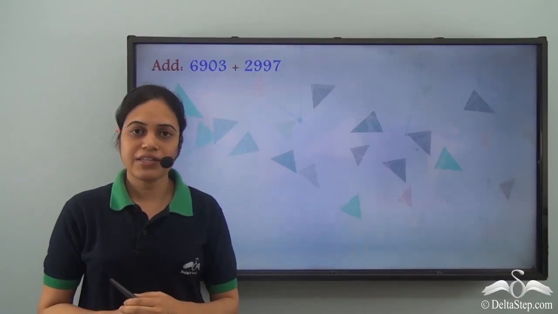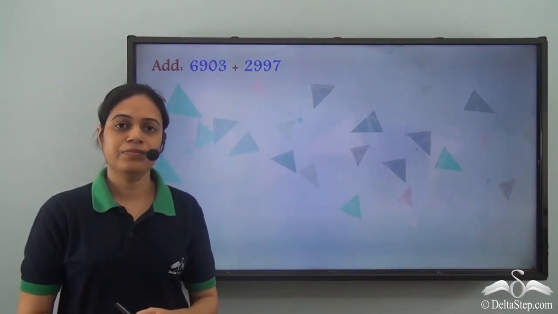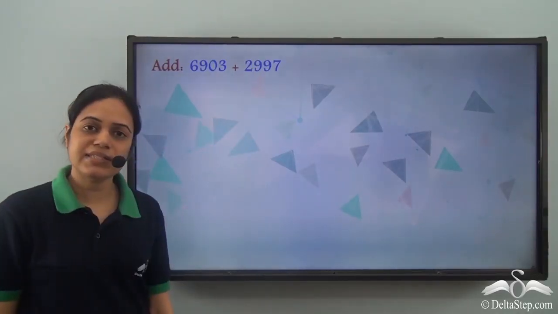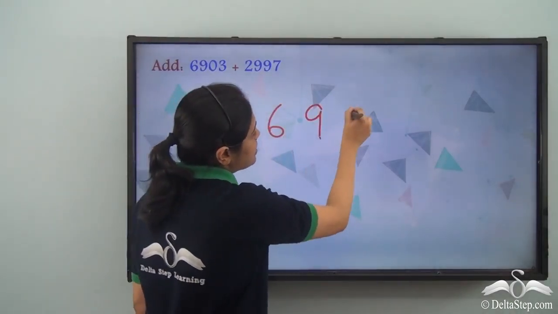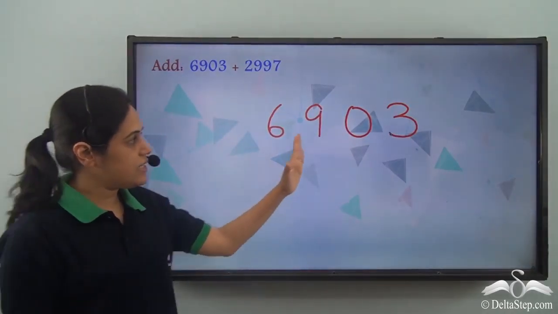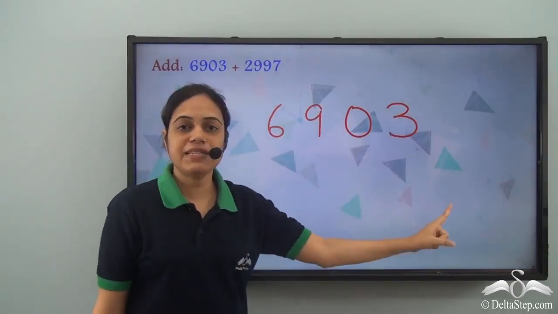Now we need to add these two. So can you add these two on your own? So I have 6903 plus 2997. The first step is to write the digits one below the other. 6903. Now I need to write the respective places.